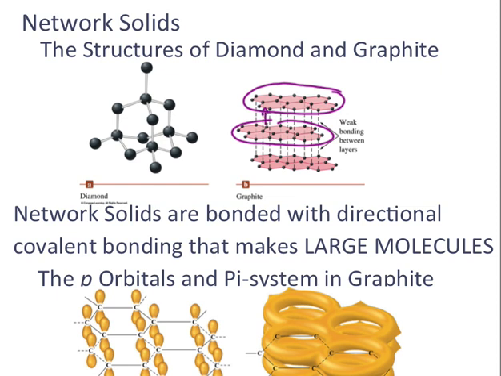How are these sheets attracted to each other, do you think? London dispersion forces, right? These are weak. So when you write with your pencil on a piece of paper, you're overcoming that intermolecular force. So you're writing, the sheets are coming off onto the paper, and you're not breaking these bonds, you're overcoming those intermolecular forces between the sheets. It's very cool.